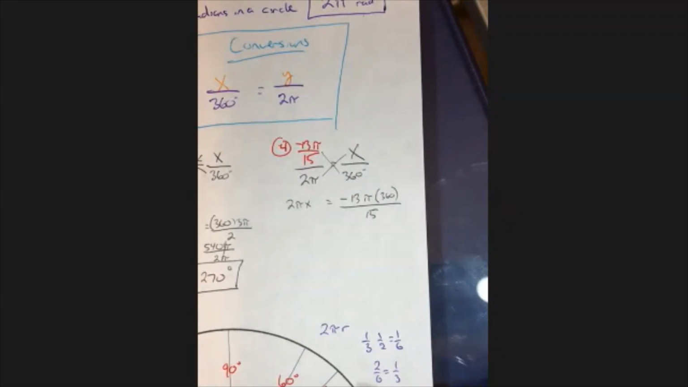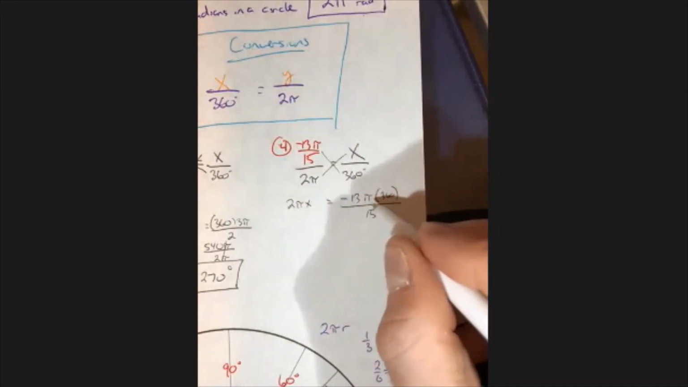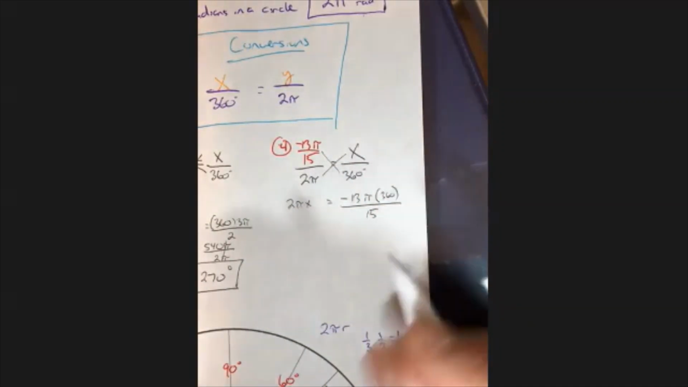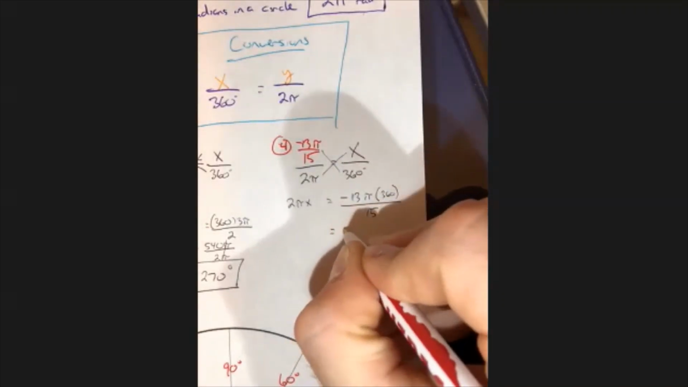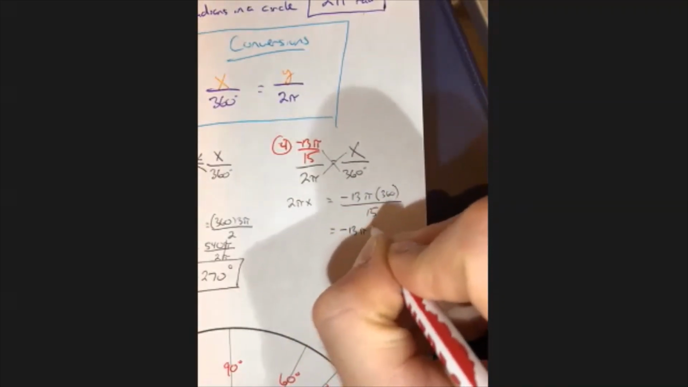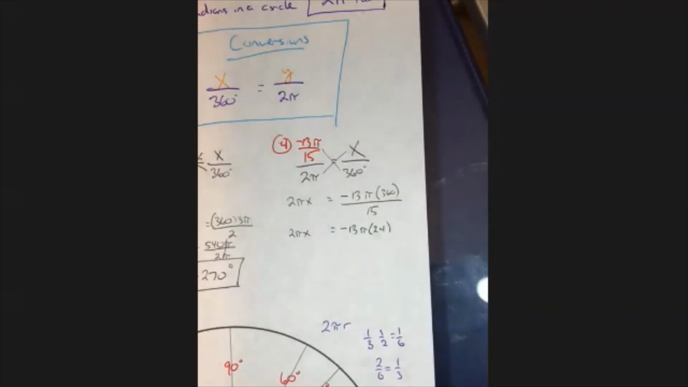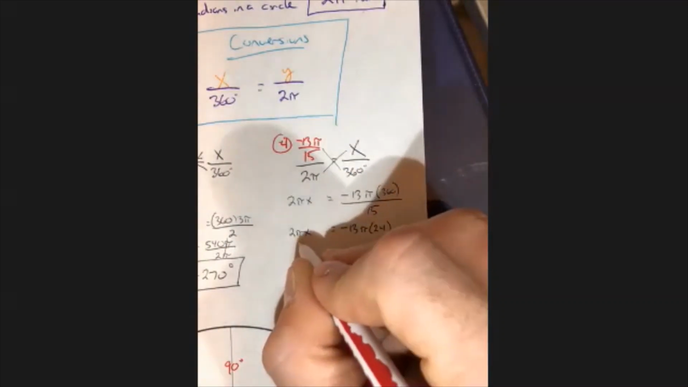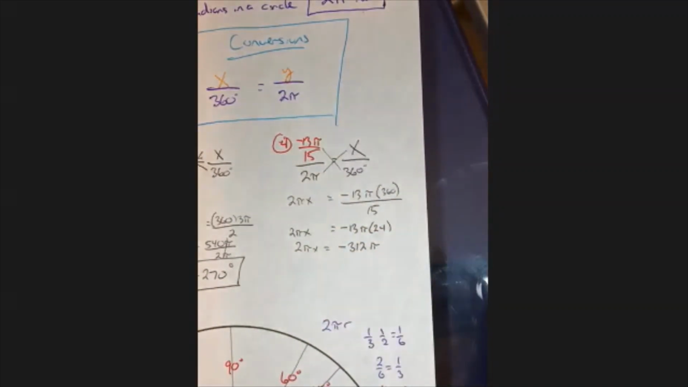And so I can do this a couple ways. What I'm going to notice is that my 2 pi, when I go ahead and divide that, I'm going to leave this right now. Actually, no, because I can divide 360 by 15. So if I get 360 and I divide it by 15, I get 24. So negative 13 pi times 24 is equal to 2 pi x. If I multiply 13 times 24, I get 312. So 2 pi x is negative 312 pi.